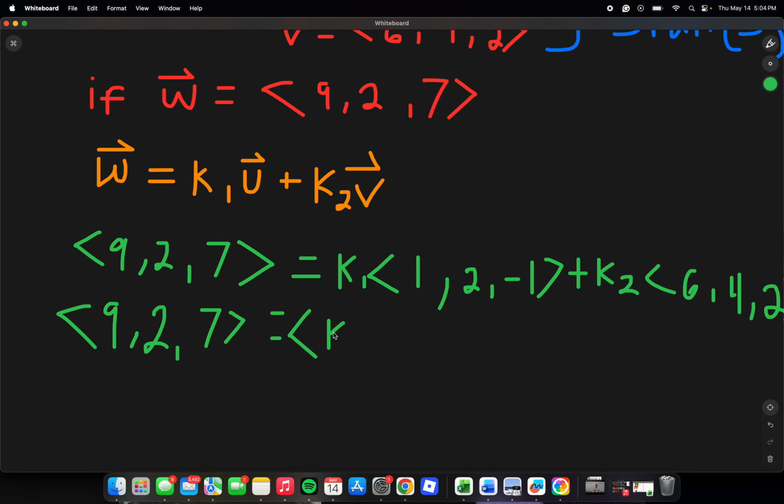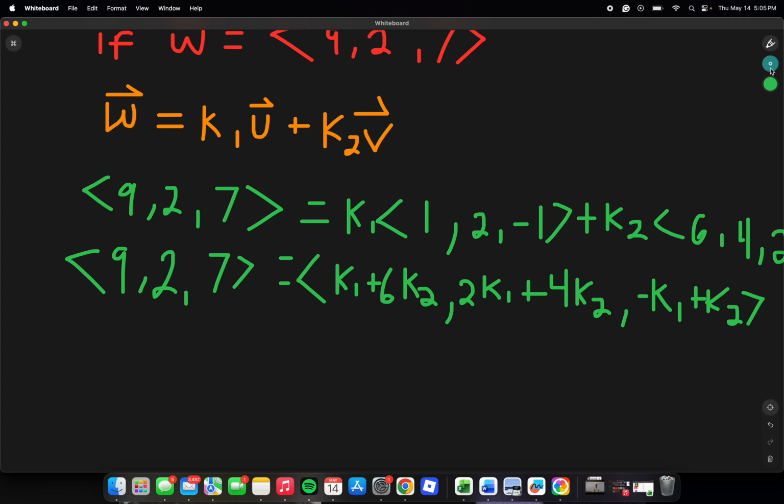to the x component of the combined vectors being k1. So I'll show you how to do the x component. k1 multiplied by 1, and then we add it to k2 times 6 as the other x component. Okay, and then just do the same for the other components. And then for the z component, negative k1 plus k2.